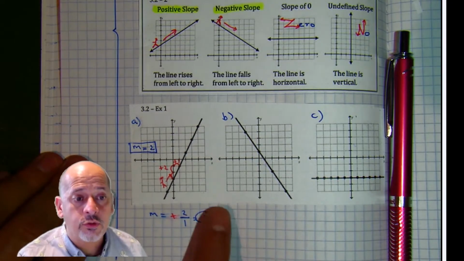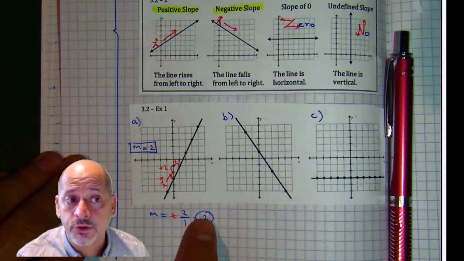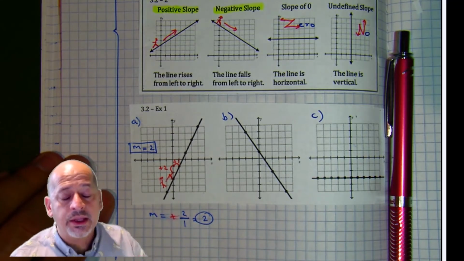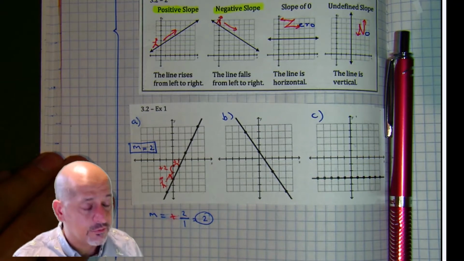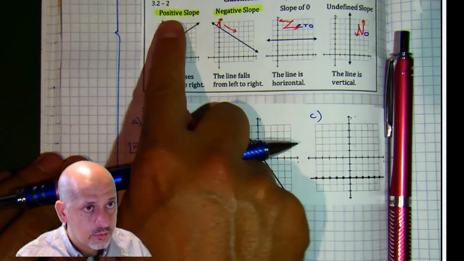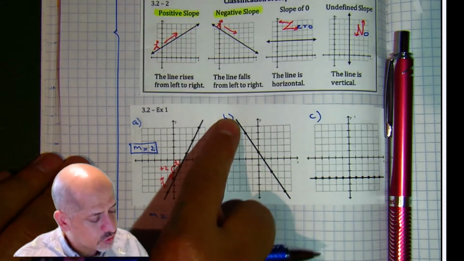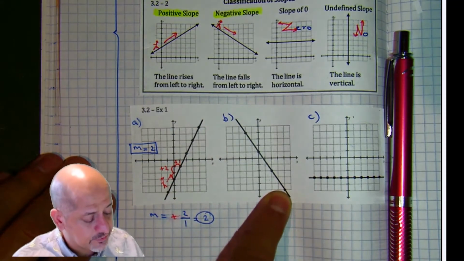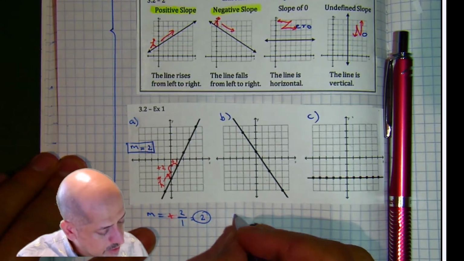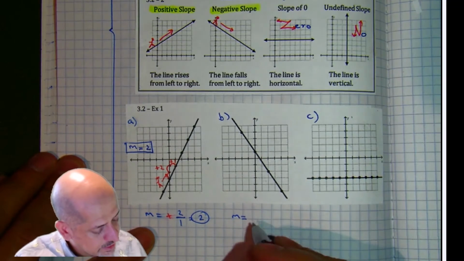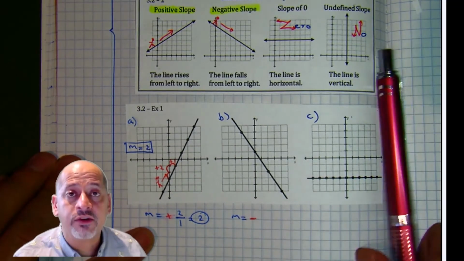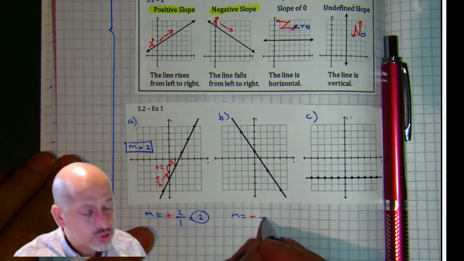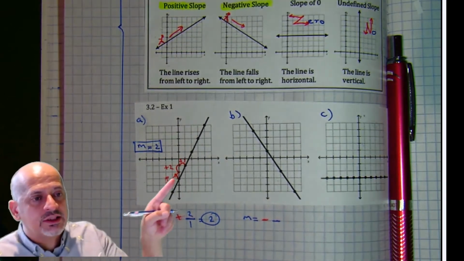So you can leave it as 2 over 1, but we prefer it as 2. How about for letter B? Is your slope positive or negative? In this case, the line is going down, so your slope is negative. So when I write down my m, it's going to be a negative, and then it's going to be a fraction.